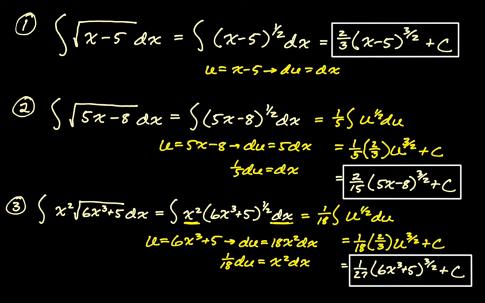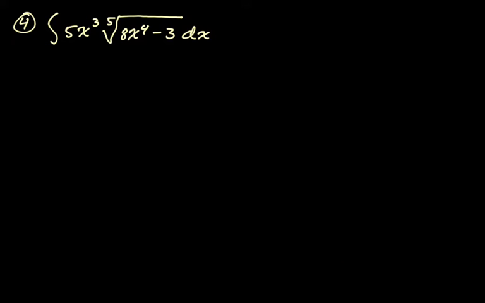All right, let's take a look at another one. All right, we got the integral of 5x cubed, the 5th root of 8x to the 4th minus 3. So I'm going to follow my own rule where I'm basically going to try to make u equal the thing inside the radical, rewrite with rational exponents, and also that 5 that's there, I'm just going to pull it out immediately as a constant multiple.